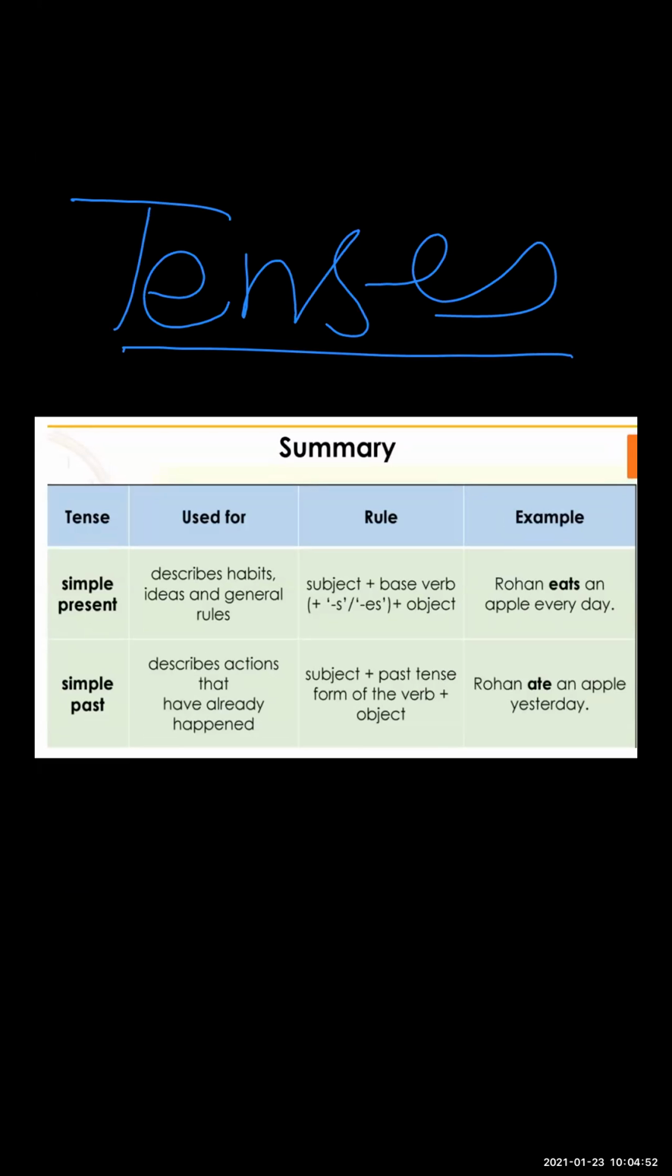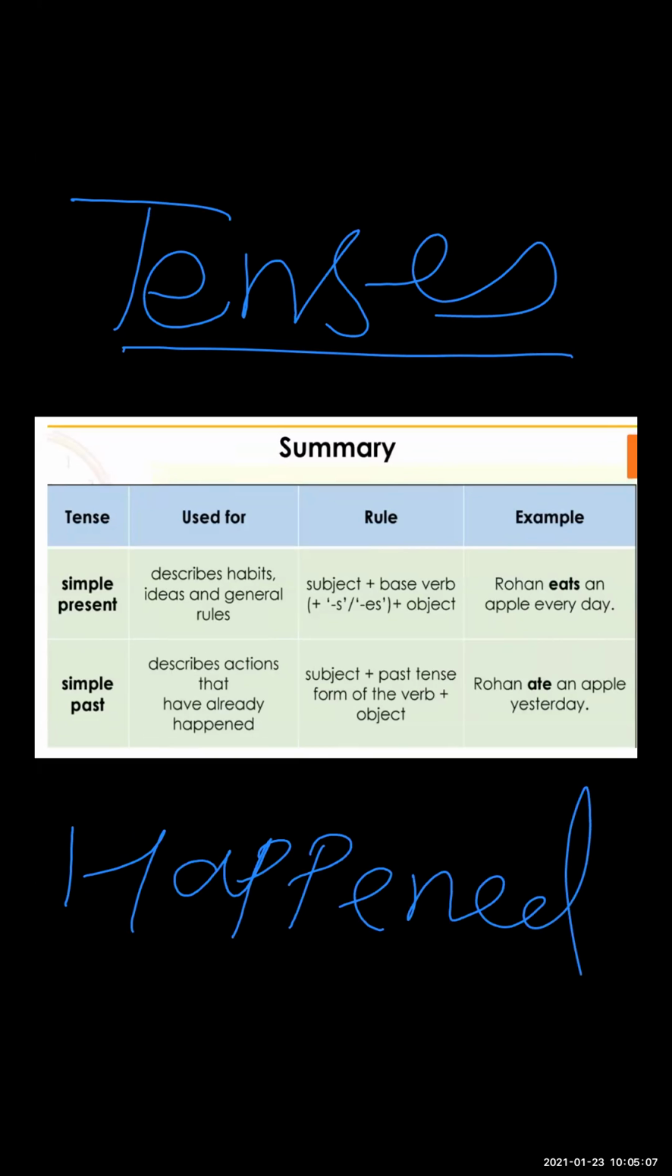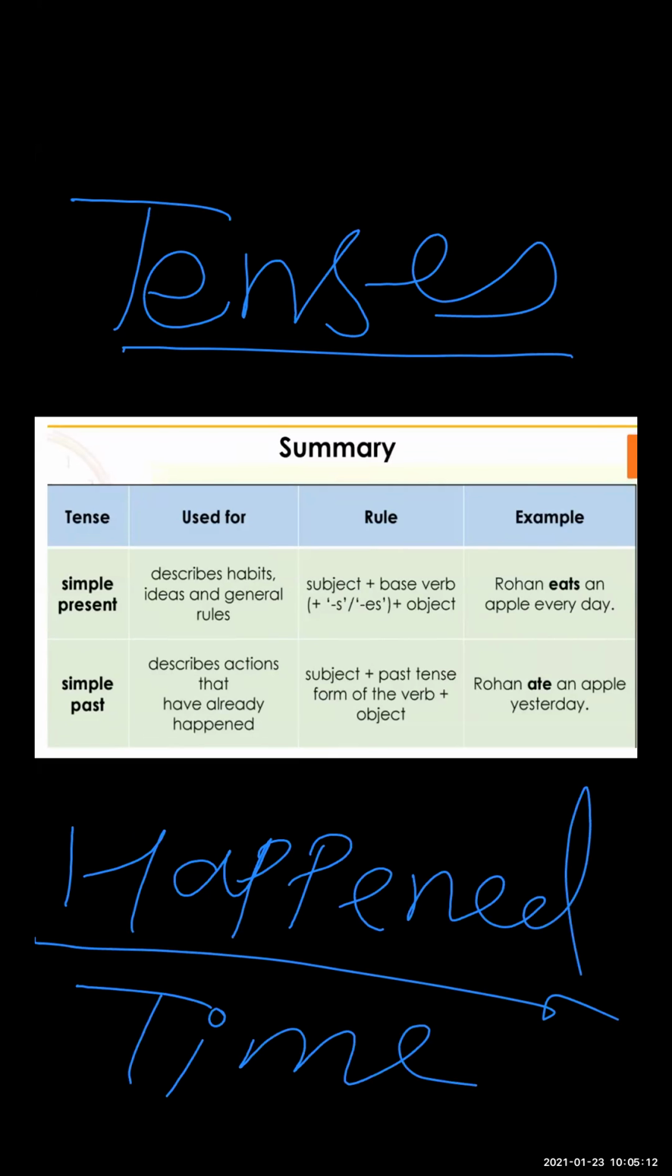The incident, when it happened. When did it happen? That means they talk about the time. They talk about the time when the incident happened. For example, if you are playing, play is a verb, the action which you are doing.